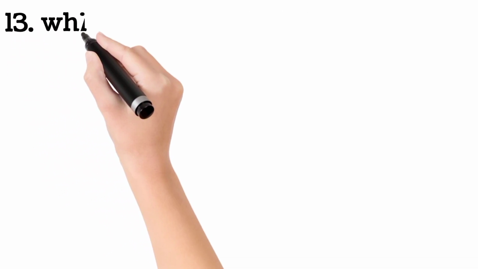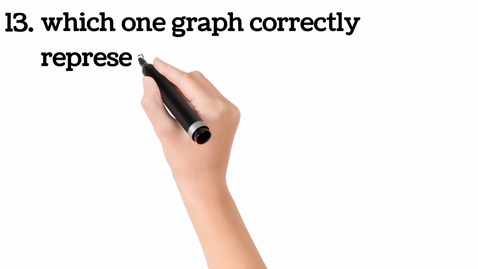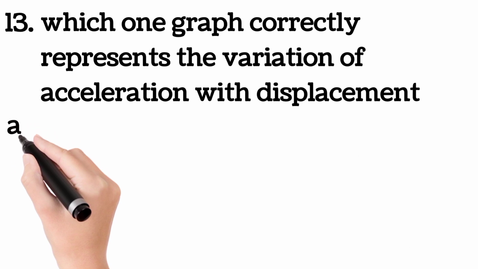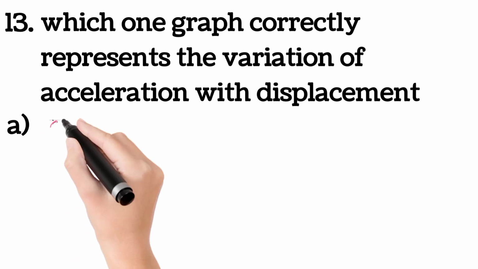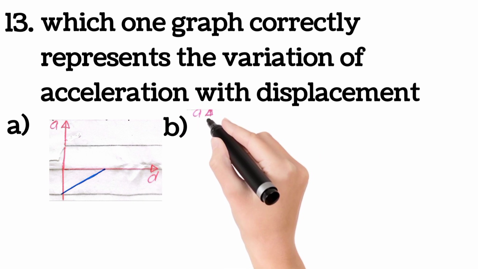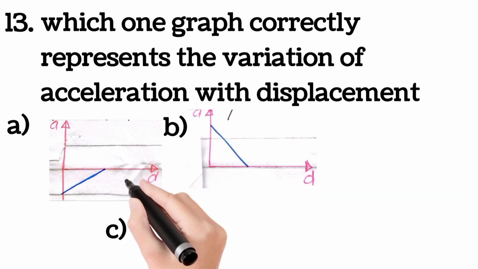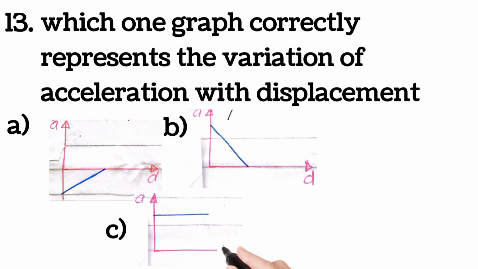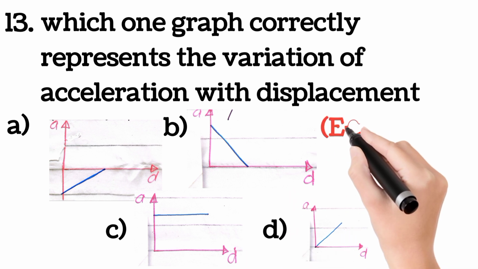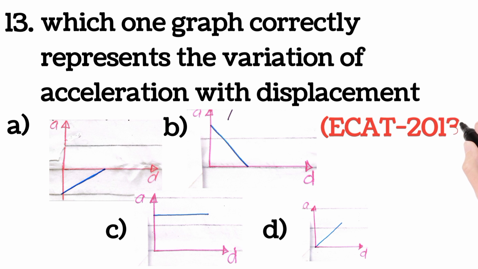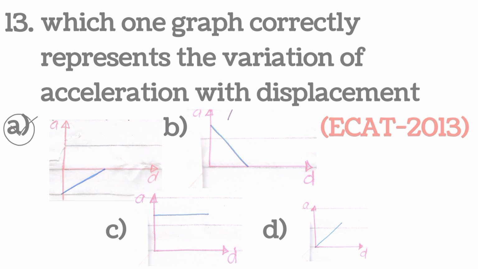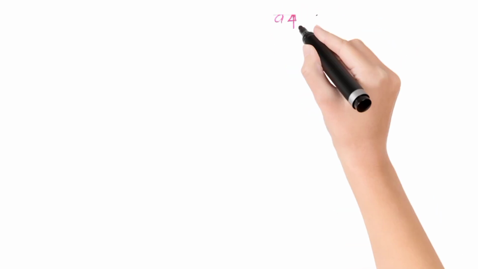14th MCQ: Which one graph correctly represents the variation of acceleration with displacement? Here are different types of acceleration-displacement graphs for a body, and the question asks which graph represents the variation of acceleration with displacement. The MCQ was asked in the ECAT 2013 competitive exam. Option A is correct. Let's resolve.